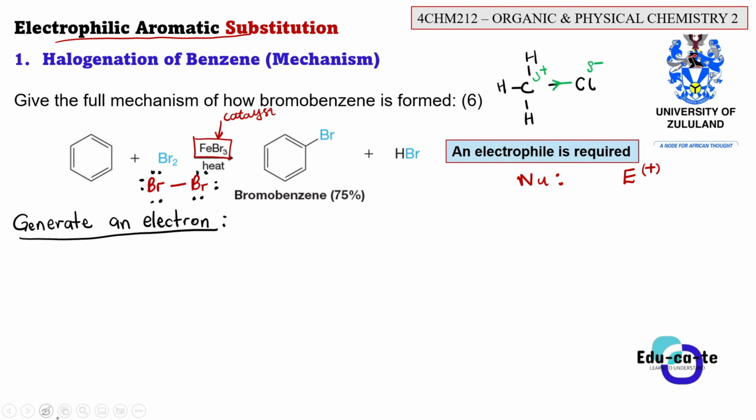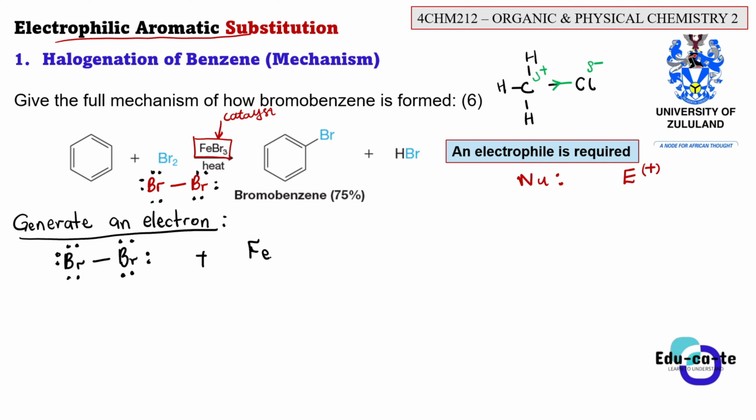So I'll just do that using a mechanism format. I will say this is my Br, this is my Br. So this is Br2. Watch carefully here. Having Br2 here, I will react it with this ferric bromide, I'll just write it exactly as it is, FeBr3.